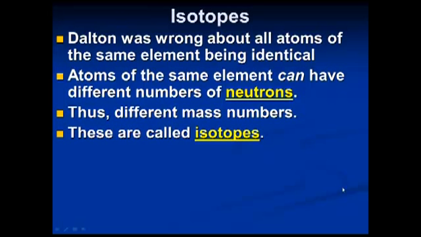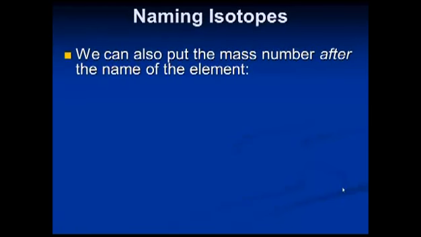And some of them are just made that way. Some of them are made that way out in the universe. Some of them are made that way in a nuclear reactor. Some of the isotopes are radioactive, some aren't. Some live a long time, some disappear very quickly, okay?